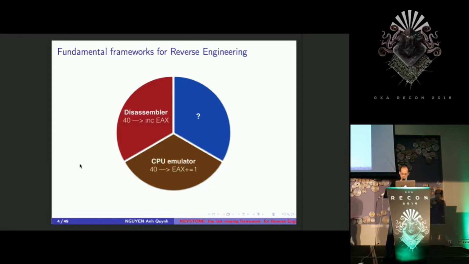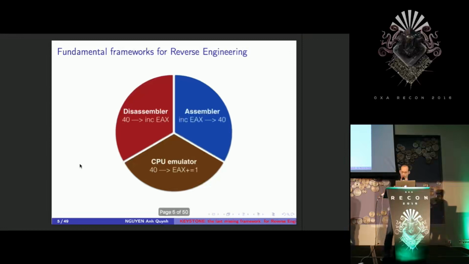And the answer is that mostly the binary comes from some assembly instructions, and you need to compile that to get a binary. So the missing piece in this picture is the assembler. You can see that with an assembler, you can compile assembly instructions, get back the binary, and feed the binary to either the disassembler or the CPU emulator.